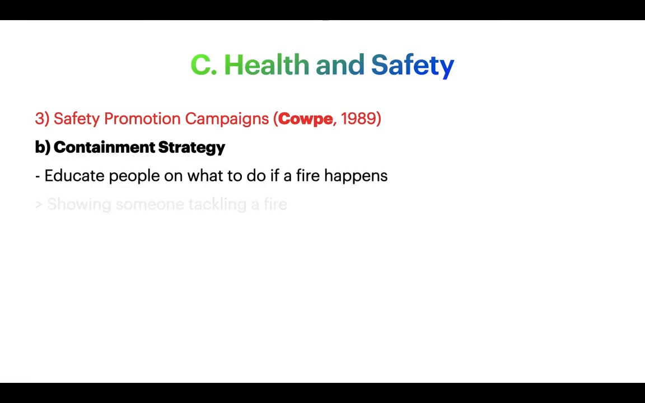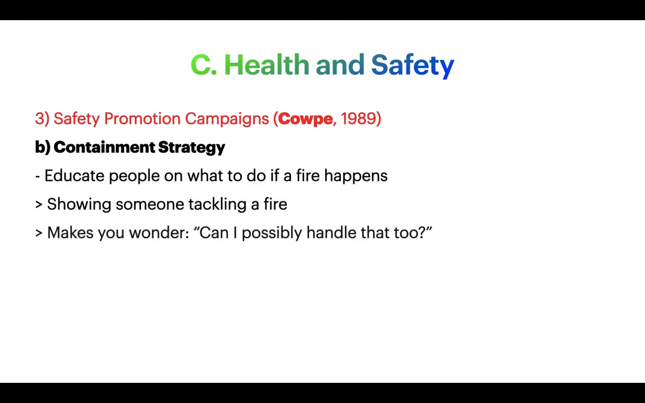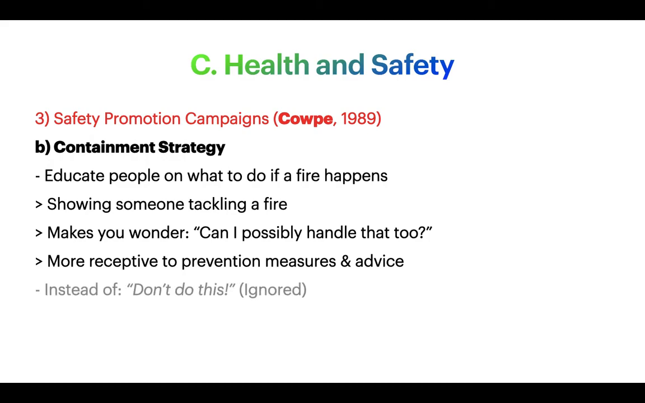The containment strategy was educating people on what to do if a fire happens, showing someone tackling a fire, and it makes you wonder, can I possibly handle that too? So if you show a video of a fire and someone tackling that fire, it might make them ask themselves, I wonder if I was in front of a fire, would I be able to handle it? Often then, because they start asking themselves that question unconsciously, it makes them more receptive to the strategy of prevention, and that would then help prevent major fires from breaking out, and they will also be more receptive to the advice given in the video, right?